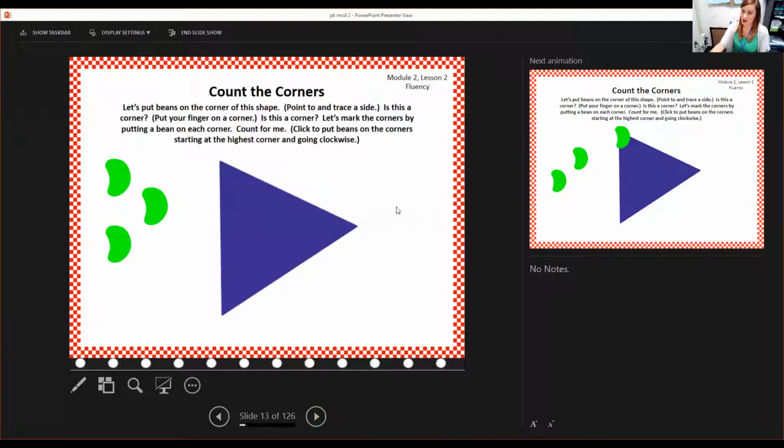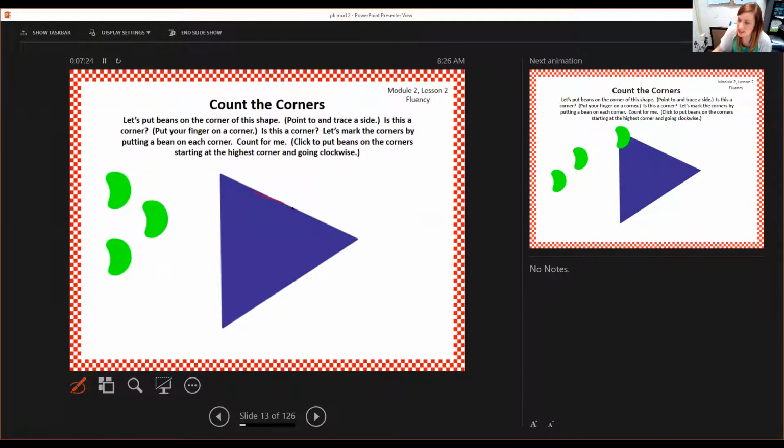All right, so let's put beans on the corner of this shape. Is this a corner? Right here, is that a corner? No, that's a straight side. So let's mark the corners by putting a bean in each corner because these are the corners.